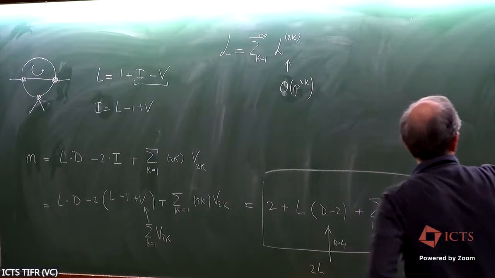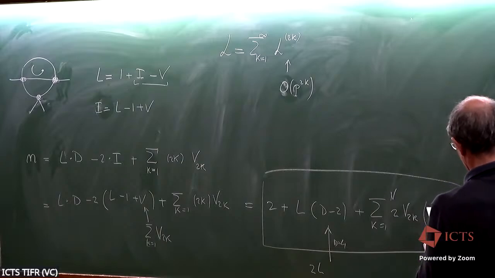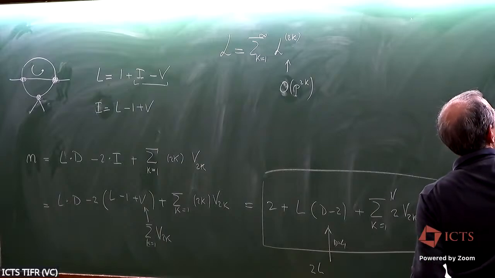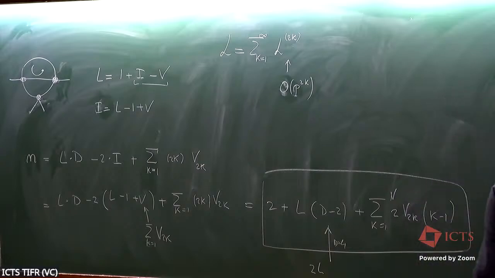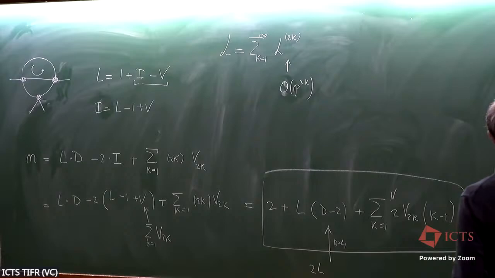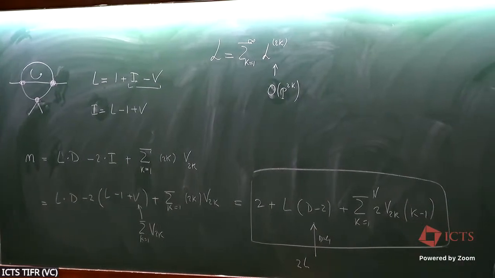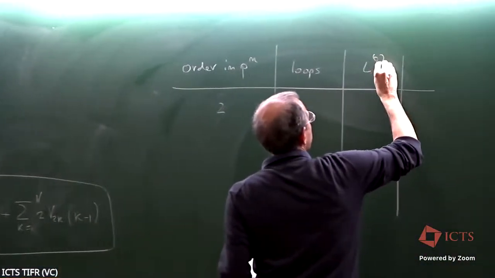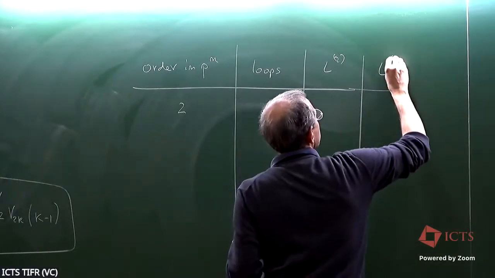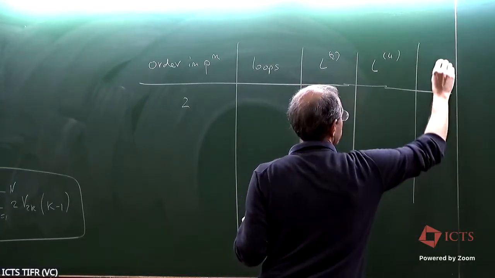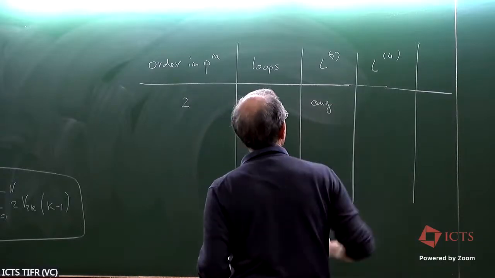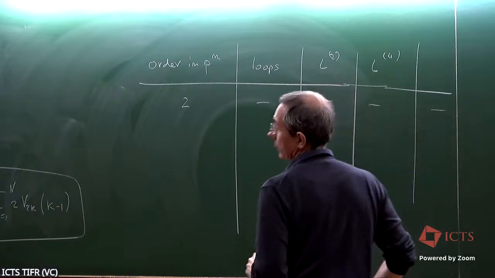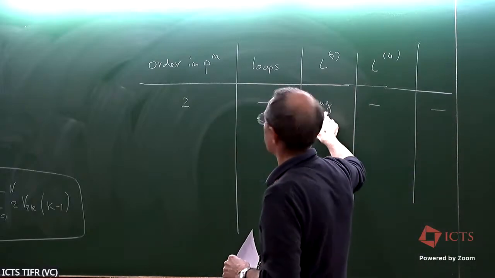Okay, and then we end up with this simple table. Order in the expansion. Okay, then we have to see. So if we start at order 2, we have no loops, L2 and L4 and so on. So no loops, any L2, no counterterm, nothing. Okay, that is, at order p squared we just have to put L2.